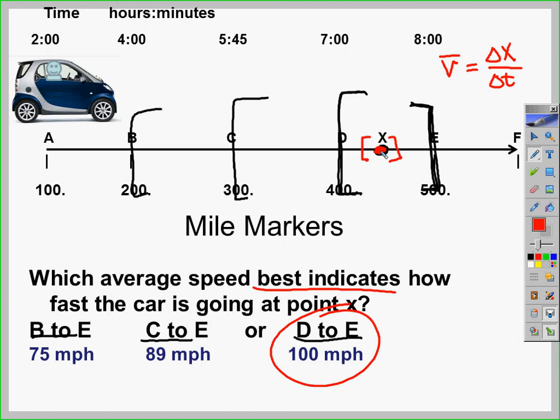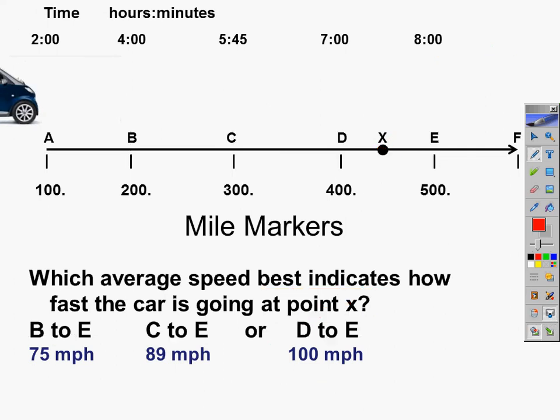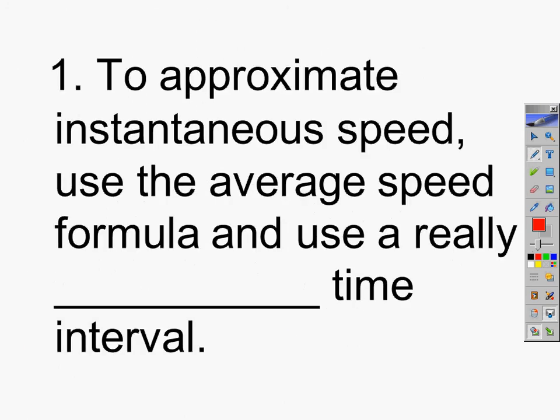So let's lay it out. How can we calculate the instantaneous speed at this point X? And there's 3 ways. Number 1, we can approximate the instantaneous speed by using the good old average speed formula. But if we're going to do that, what's up with the time interval we want to use?